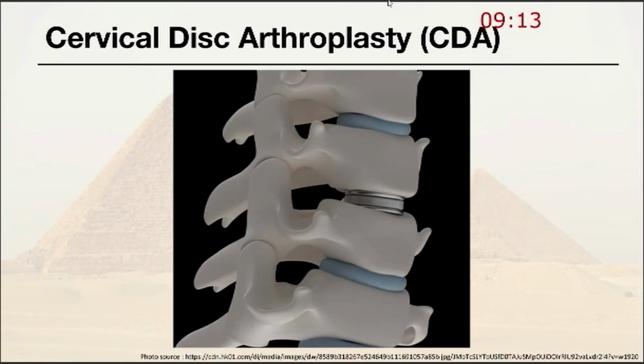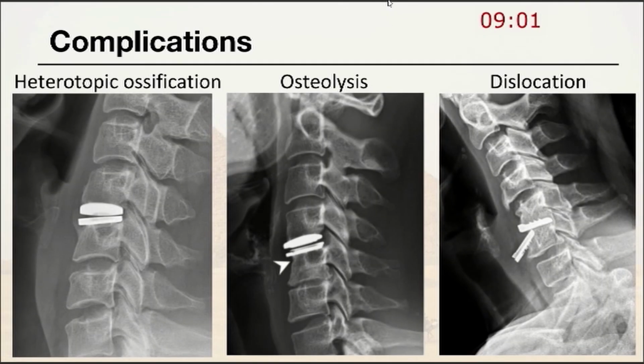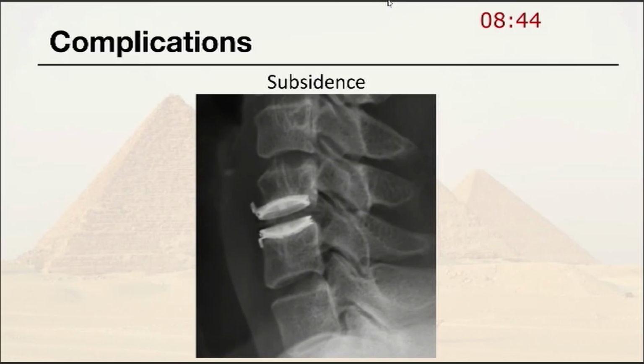Since the U.S. Food and Drug Administration approved cervical disc replacement in 2004, cervical arthroplasty has become the most common non-fusion surgery for cervical diseases. However, as the follow-up period gets longer, more complications are showing up, like heterotopic ossification, osteolysis, and dislocation. This has been widely discussed in recent years. Today, I'm focusing on implant subsidence, which has been less discussed in the previous literature.